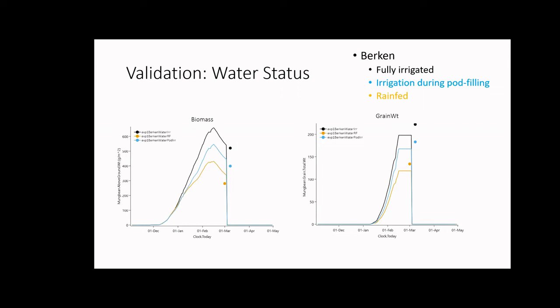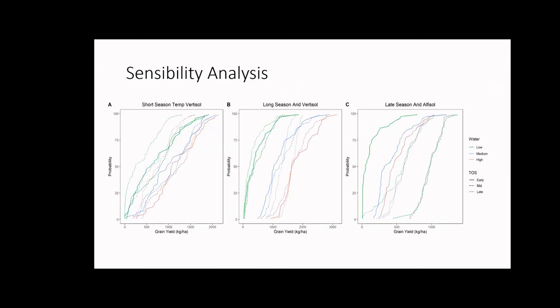So we got that for biomass and for grain weight. For our sensitivity analysis, we did a factorial by sowing date and initial water. The colors show the different initial water statuses: green being low, or 20% of a full profile of plant available water, blue is medium or 60%, and high is 100%.